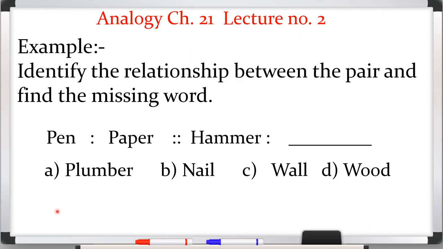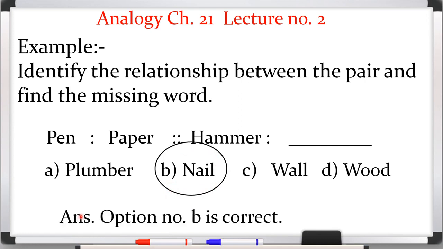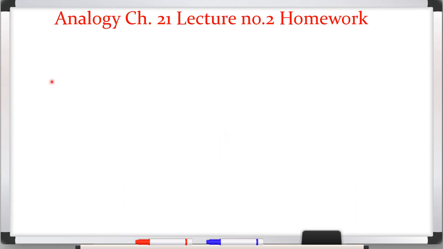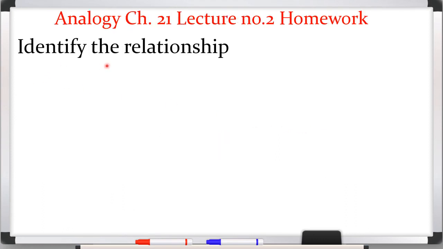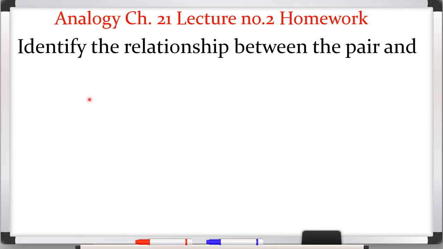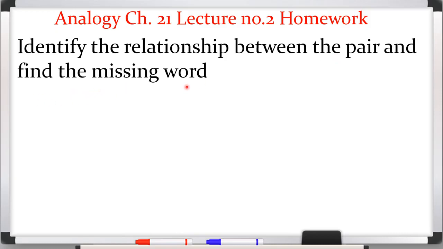ओके, so here option number B is correct, so we will circle this B. Okay, and here we will write the answer that option number B is correct. So you have to see the same relationship between the pair what is given to us, and after that you have to use that relationship in the next pair. Okay, so today's homework, again, identify the relationship between the pair and find the missing word.